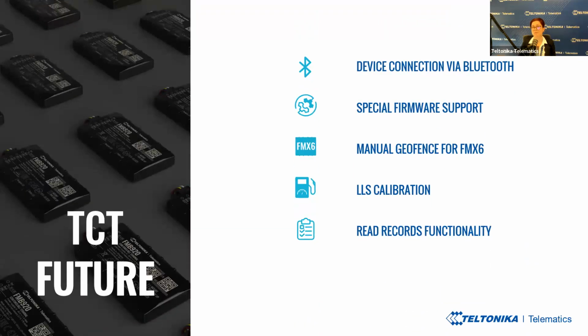In particular, the upcoming updates will contain device connection via Bluetooth. For now, we are kindly asking you to use a USB cable to connect your device to PC, or send configuration files with photo if remote connection is required, but Bluetooth will follow shortly. We will gradually support special firmware in TCT, and we will make sure that it fits your custom projects. We will also add manual GFN creation for the professional product line. It's not available at the moment. LLS calibration table and read records functionality. So for the moment, TCT doesn't support such features.